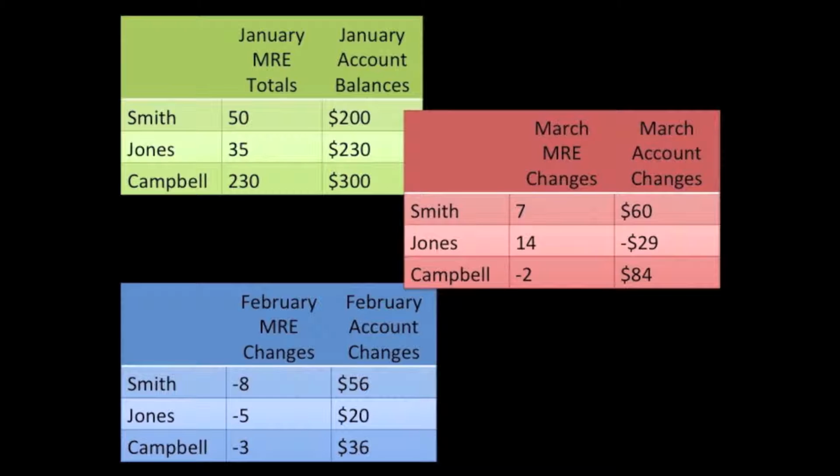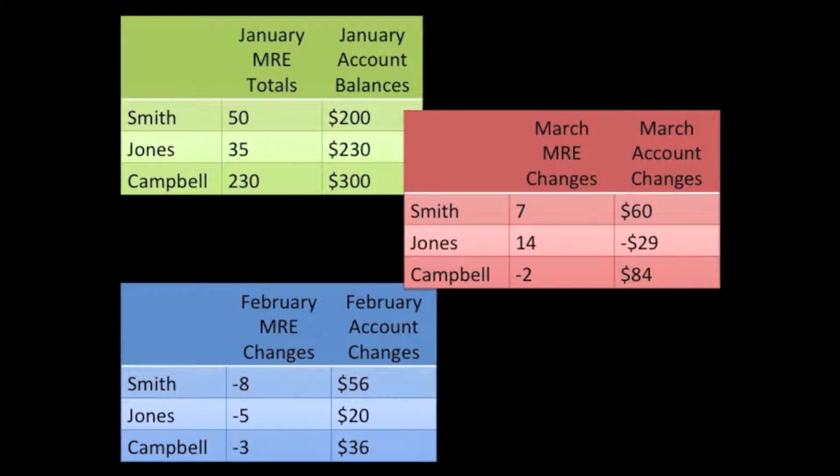We need to add these 3 matrices to find the current total of MREs each family has and their current money savings. Before we can use the calculator to add these matrices, we must enter the other 2 matrices into the matrix area. So follow your notes from the previous video and input the February table in for matrix B and the March table in for matrix C.